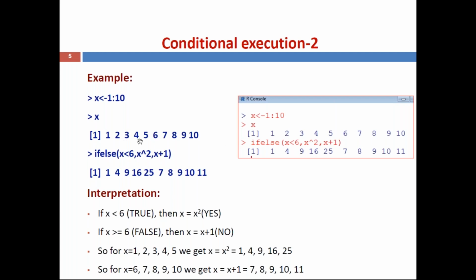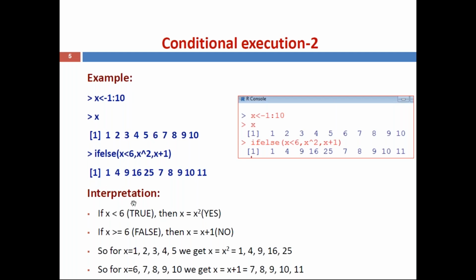Whenever you execute this, it has two parts. Taking the x values from 1 to 10, for which values of x satisfy the condition, x power 2 will be executed. For which values of x do not satisfy the condition x less than 6, the no part, that is x plus 1, will be executed. Before seeing the result, you can see the interpretation.